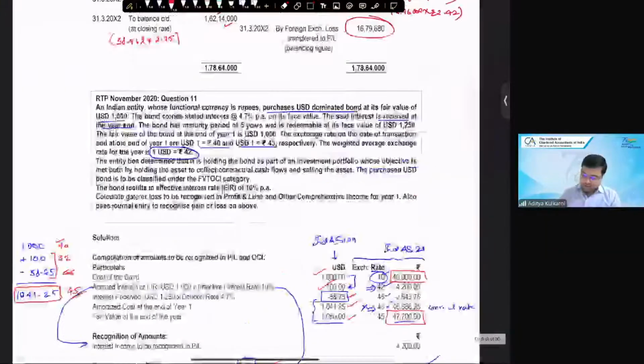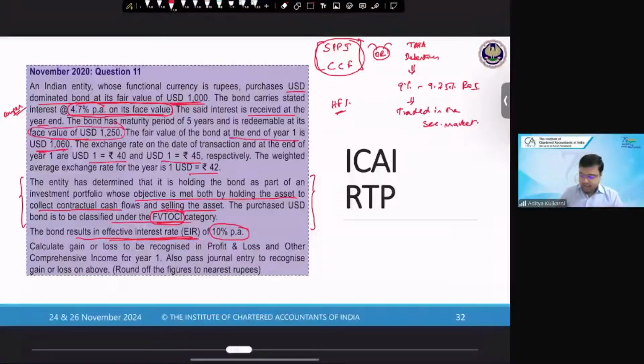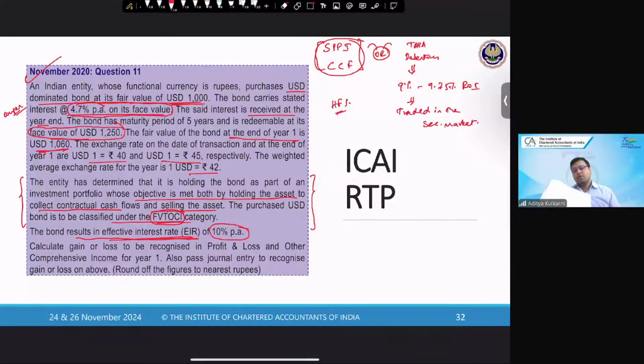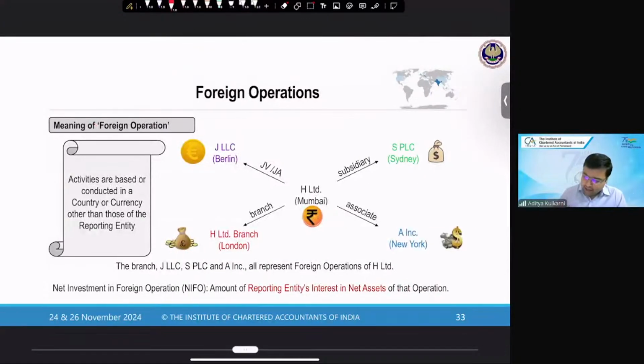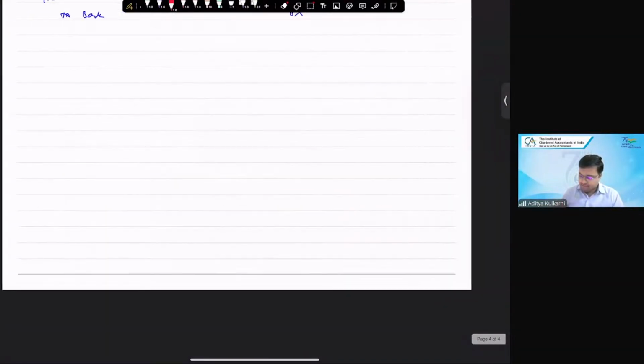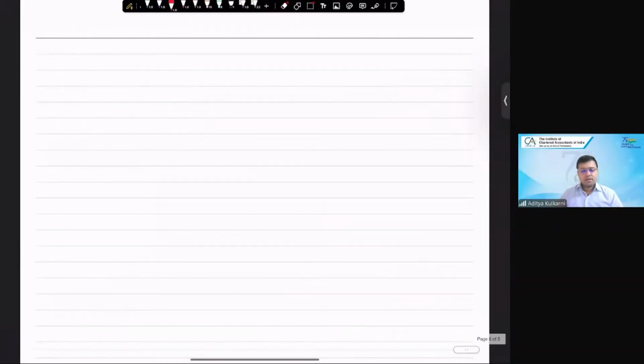Okay, that's perfect. That takes care of this question also. So with this, I think we come to an end on the foreign currency transactions. Anybody has any doubts here? Hemant, all clear? Clear, sir. Perfect.